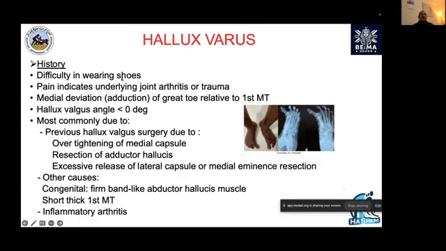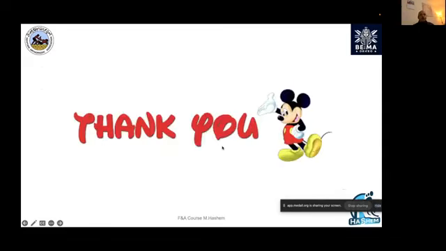If you have pain, this indicates that the joint has become arthritic. As you can see, it's most commonly post hallux valgus surgery. If you do an overcorrection, an excessive release or excessive tightening of the medial side. So either you do excessive release laterally, excessive tightening medially, or you do a resection of the abductor hallucis. Any of this will get the toe into hallux varus, and as I told you, it's one of the major complications. Thank you so much.